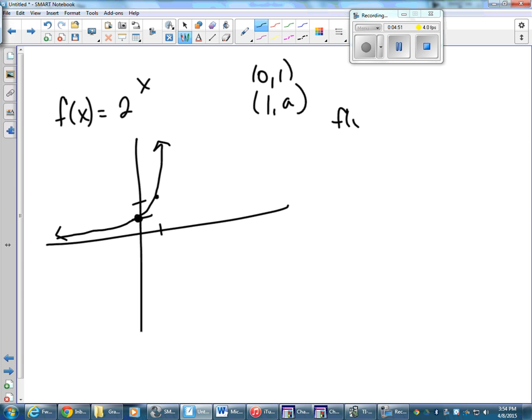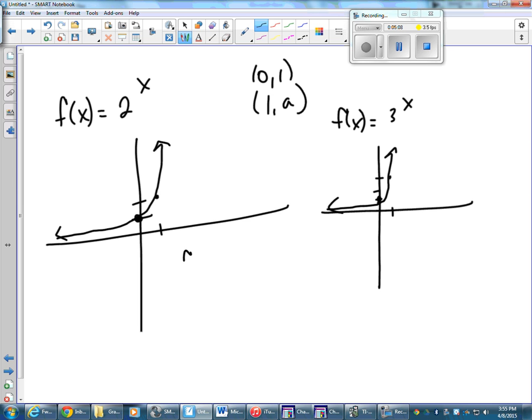If I had f(x) = 3^x, it would go through (0, 1) and (1, 3). So I would hit both of those points. It's an increasing function, so it's going to be going up. Then I could draw that graph.